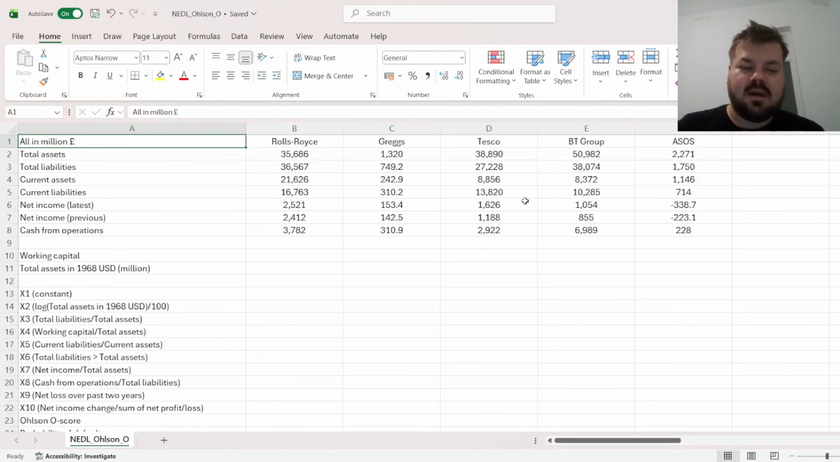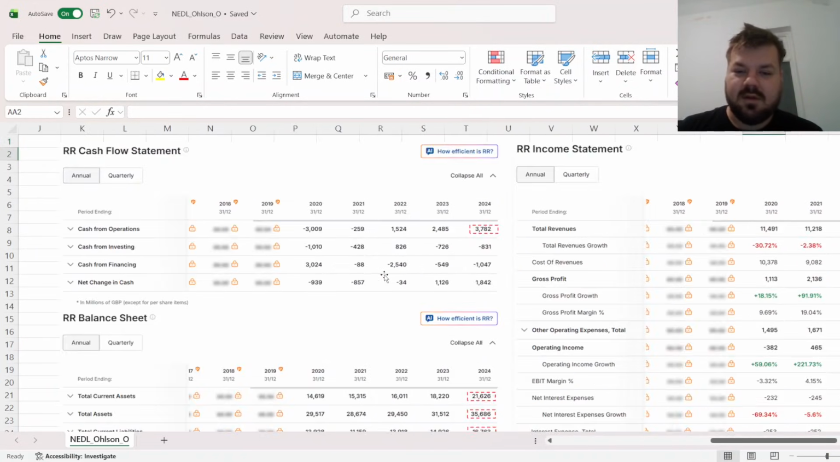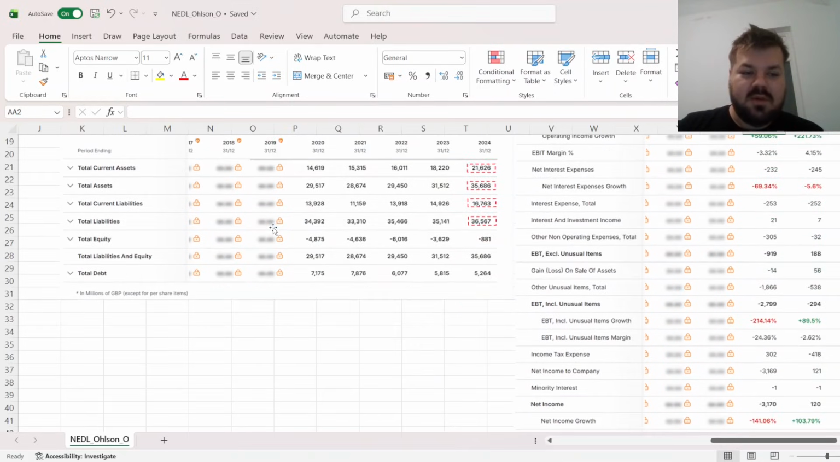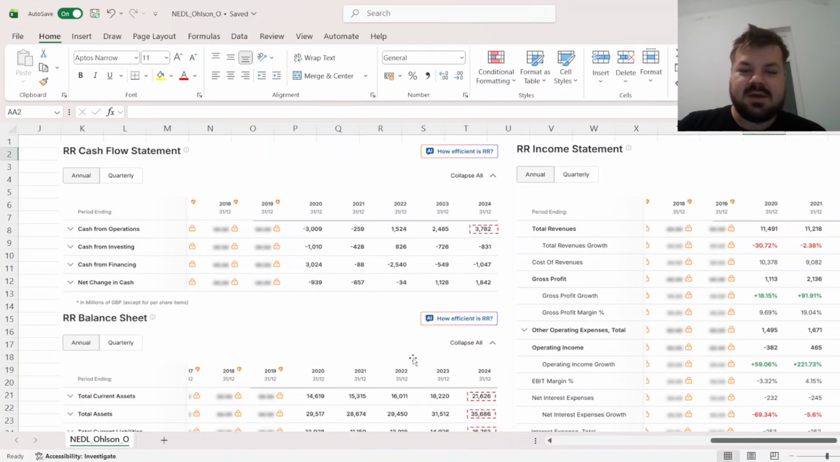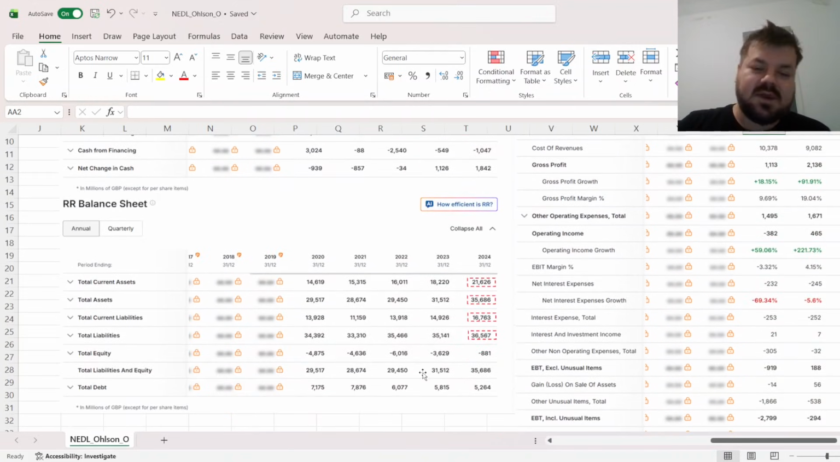The observations, the inputs that we require are the following. So first of all, from the balance sheet, we just need four inputs. We need total assets, total liabilities, total current assets, total current liabilities. Those are the only four inputs we require from the balance sheet, and we take the most recent available values. So for, again, Rolls-Royce, the company that we have as our first example, those are year-end 2024 values.